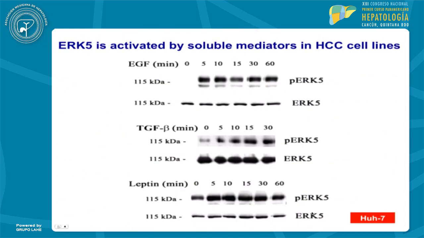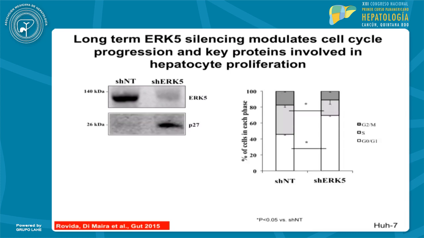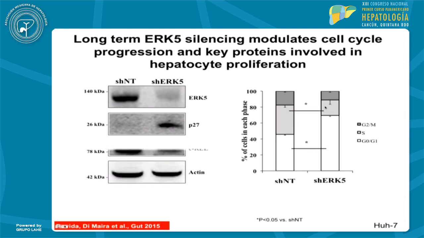So we observed that if you take a cell line, these are HUH7, but we have done this with other cell lines, and expose it to factors that are very high in the environment of the fibrotic liver, like epidermal growth factor, TGF-beta, or leptin, you observe a marked activation of ERK5. We have looked at that in the context of cancer. These are a considerable amount of data that we have recently published in Gut, showing that if you silence ERK5 in these cells, the cell cycle is altered, and especially the cells become more abundant in the G0, G1 phase and less abundant in G2 and the S phases.